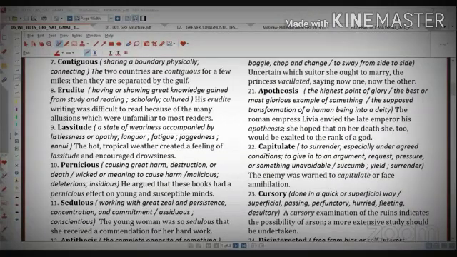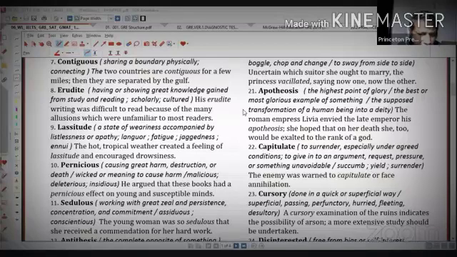Sir, what was the next word? Pernicious. Pernicious is causing great harm, destruction or death, wicked, malicious, deleterious, insidious. Destructive. He argued that these books had a pernicious effect on young and susceptible minds. Susceptible is vulnerable.